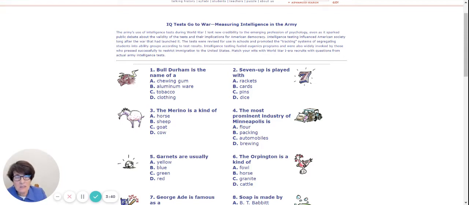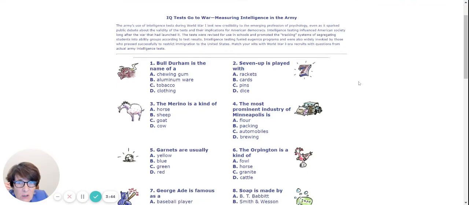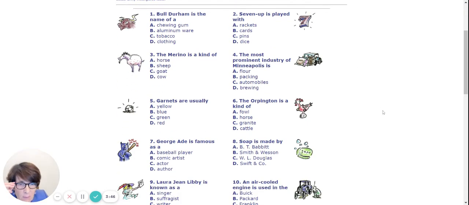So I want you to look at this test now that's on your screen. It's called IQ Test Go to War, Measuring Intelligence in the Army. And this is an example of how difficult it is to make a reliable and valid test that measures intelligence. This was meant to measure the intelligence of soldiers in World War I. And as you can see, it's highly linked to very specific cultural clues from that time. Most of us would not get these correct.